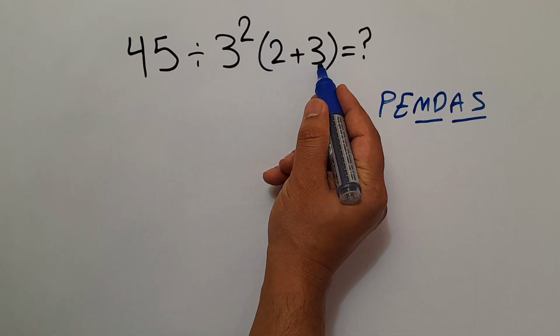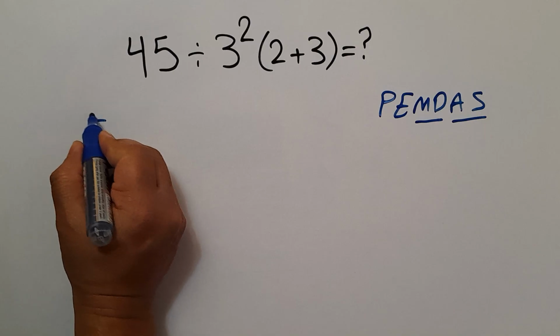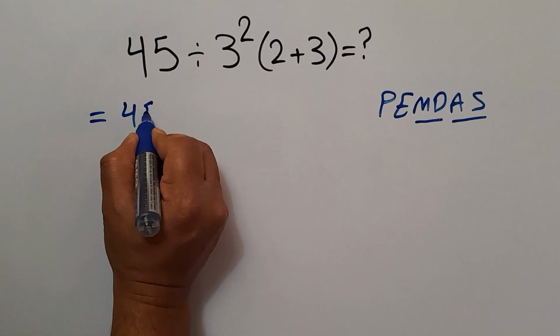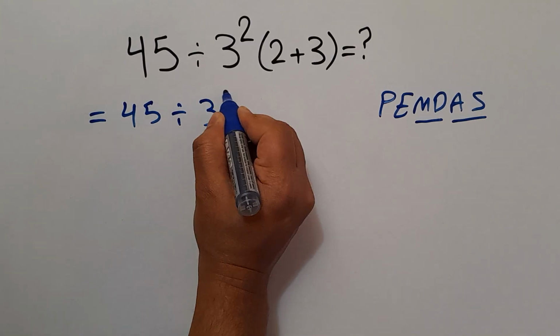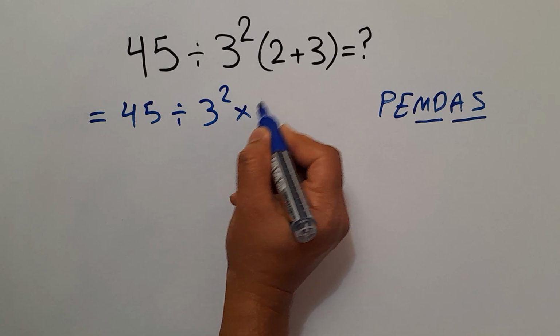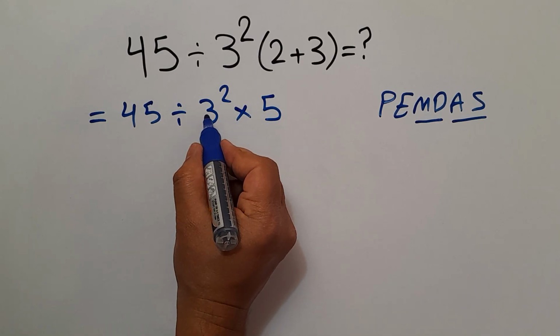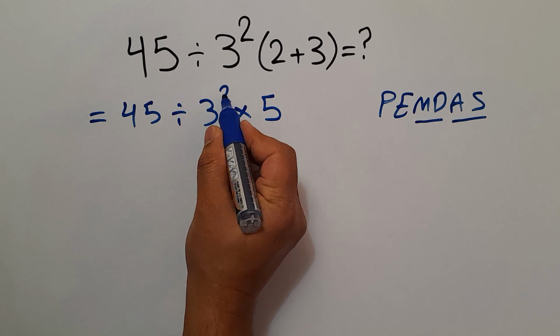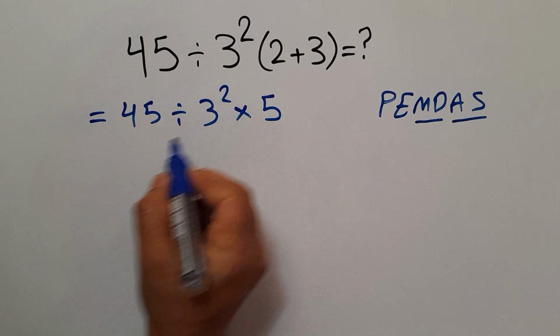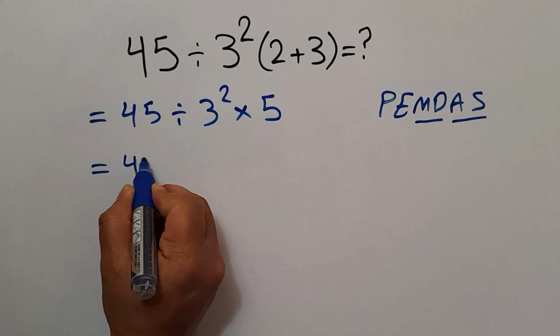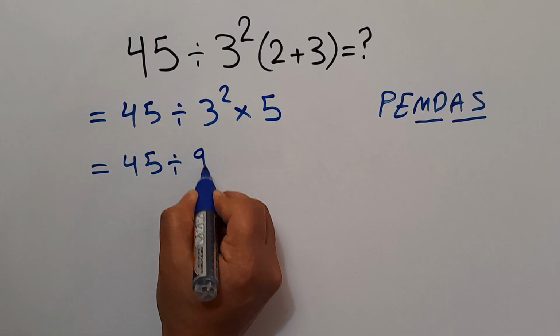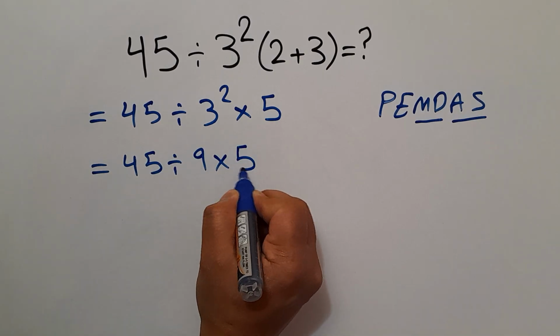2 plus 3 gives us 5. Our expression equals 45 divided by 3 squared and times just 5. Now here we have this exponent. So 3 squared gives us 9. Okay, 45 divided by 9 then times 5.